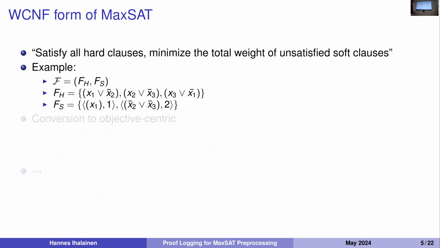So this is what I will call WCNF form of MaxSAT. We have a set of hard clauses, we need to satisfy them all, and a set of soft clauses that are associated with integer weights. And a solution is now something that satisfies all our hard clauses, and we want to minimize the total weight of unsatisfied soft clauses.